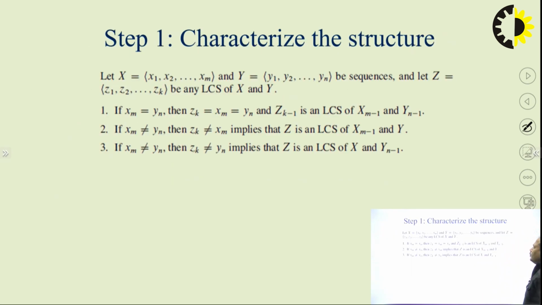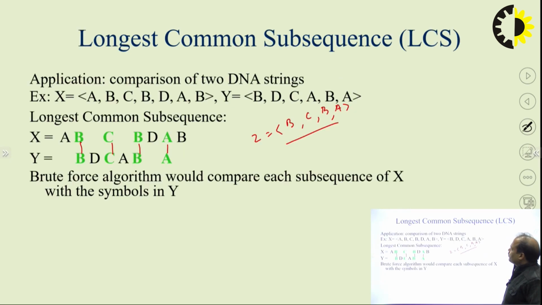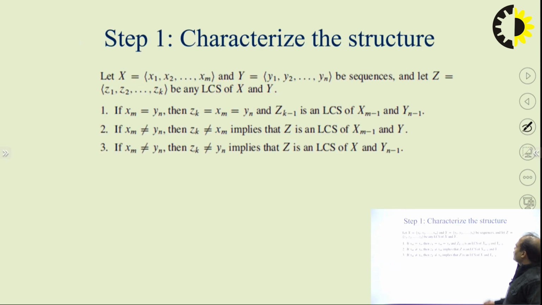As I said, there are 4 steps of dynamic programming. Number 1 is characterize the structure of the solution. Second, define the recursive solution. Third, design an algorithm to find the value of the optimal solution. And the 4th step is to find the solution. So let us understand how to characterize the structure of LCS.